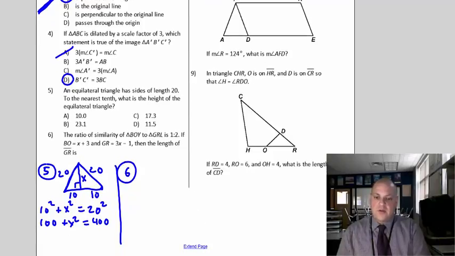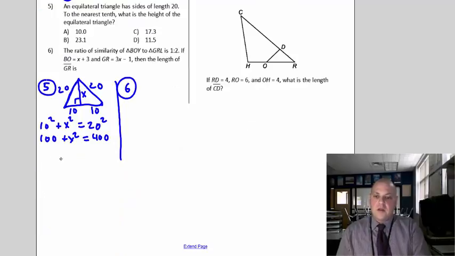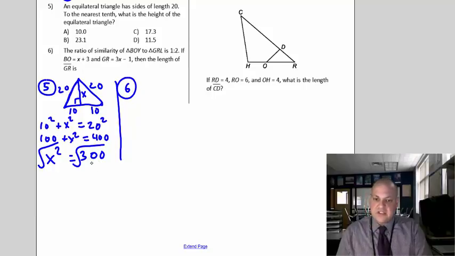I just got to extend the page a little bit. All right, this is going to be x squared equals, when I subtract 100 to the other side, it'd be 300, and then take the square root. The square root of 300 is going to give us 17.3. Okay, when you throw that in your calculator.